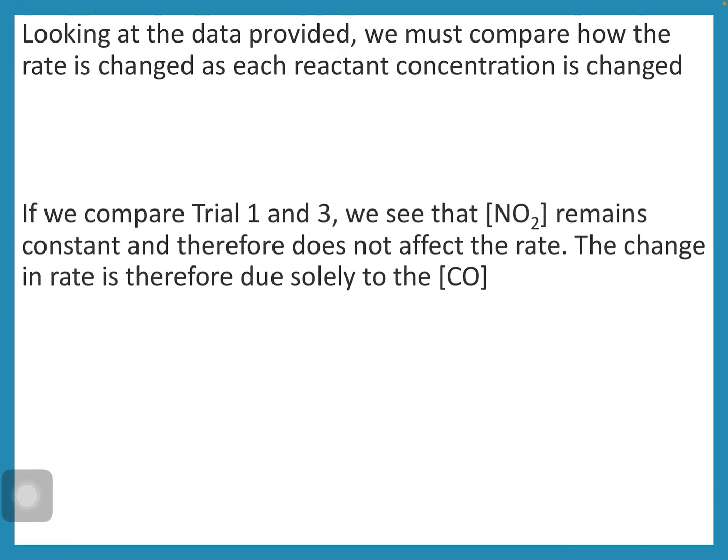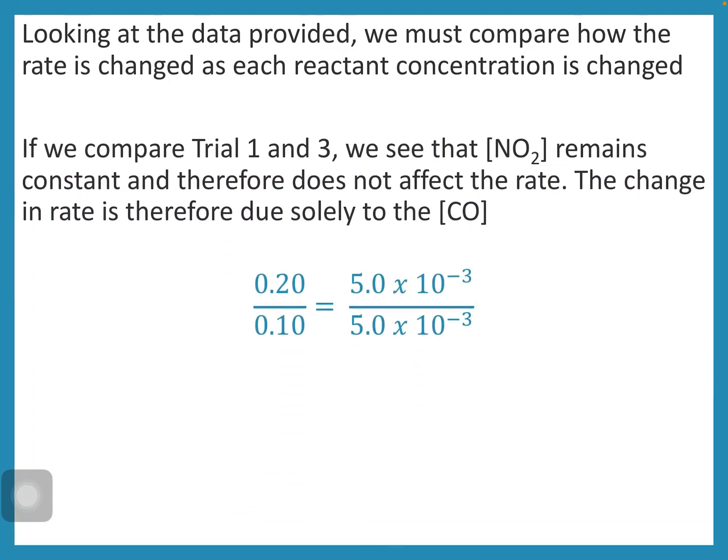The next few slides just go through that. For trials 1 and 3, what we see is carbon monoxide doubled, but the rate stayed the same. So changing the carbon monoxide concentration had no impact on the rate. So what we do then is say there is some exponent here, and 2 to some exponent is equal to 1. The exponent that will give us an answer of 1 is 0, since 2 to the exponent 0 gives us an answer of 1 here.